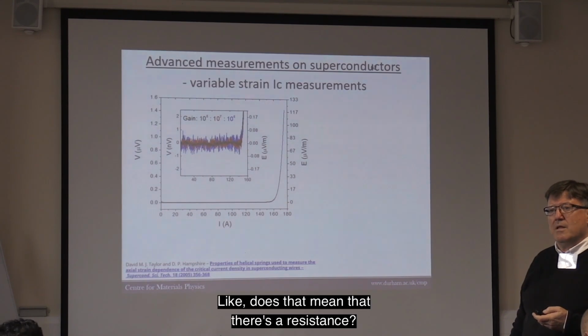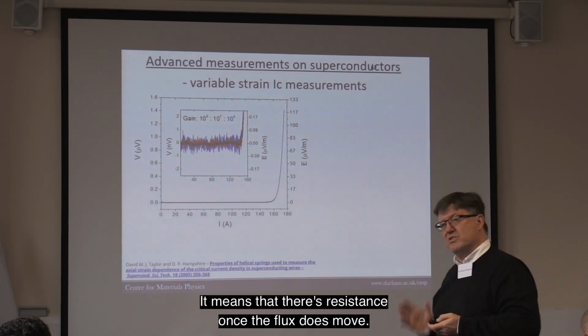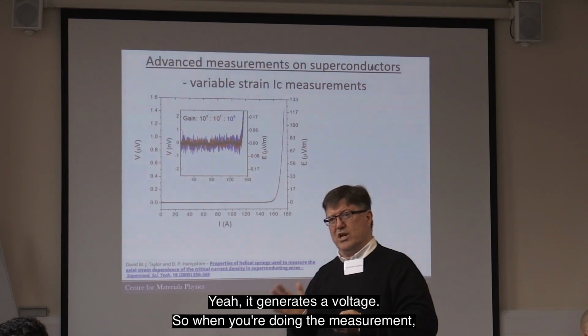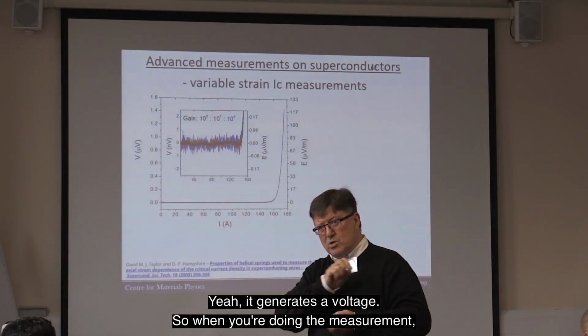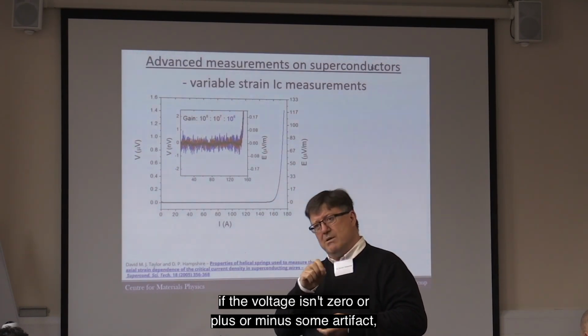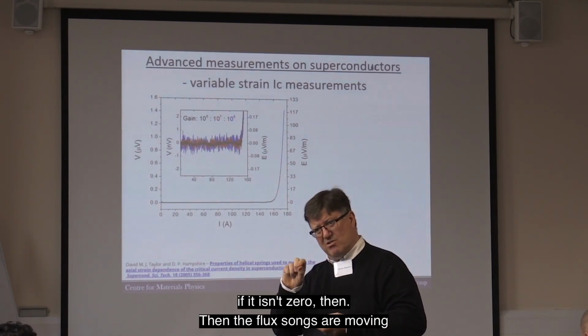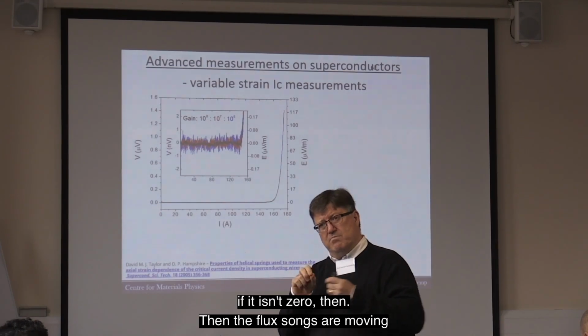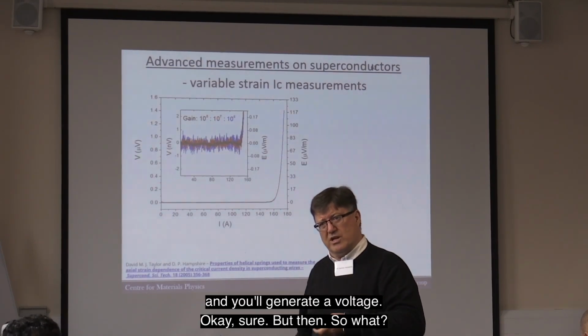Like, does that mean that there's resistance? It means that there's resistance. Once the fluxons move, it generates a voltage. So when you're doing the measurement, if the voltage isn't zero, or plus or minus some artifact, if it isn't zero, then the fluxons are moving and you'll generate a voltage.